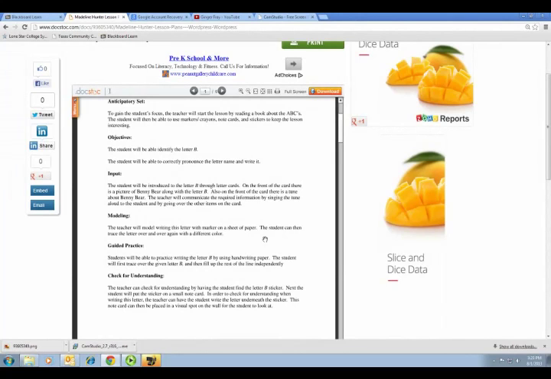Again, this type of vague description doesn't work, because what you want to do as the instructor in that classroom is to utilize as many teaching strategies as possible. This is reading more like a list rather than an actual lesson plan. All right? The student then can trace the letter over and over again with a different color. Well, how are they going to do that? I don't see anything here where you give out the materials.